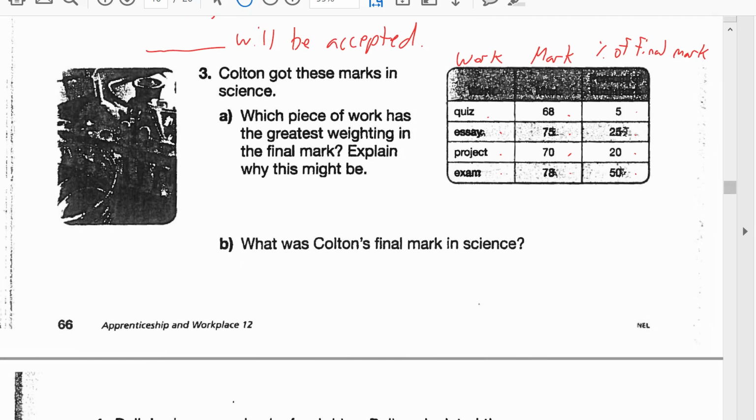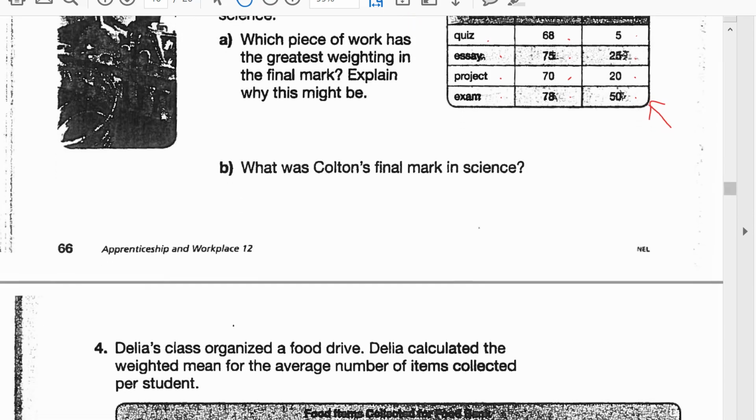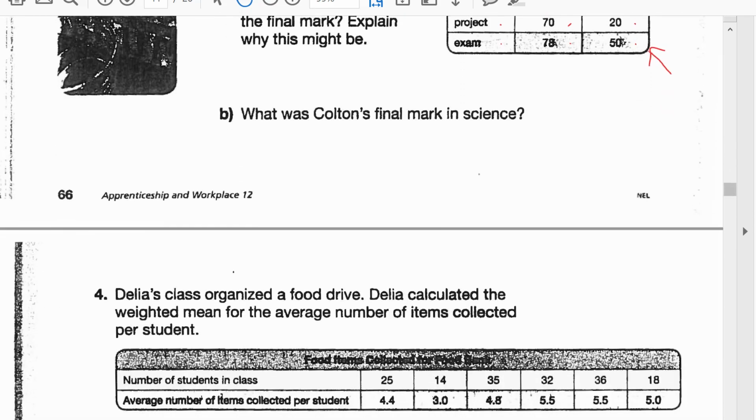So what piece of work has the greatest weight? Well, you look at this column here and pick the biggest number and tell me why you think it's the biggest or the most weight. And then what was Colton's final mark in science? Well, to do that, you guessed it, we do the same thing as before.